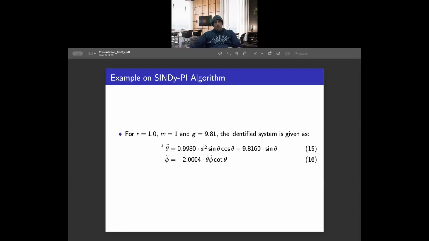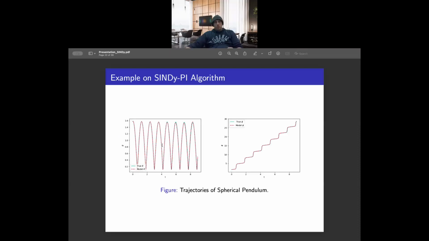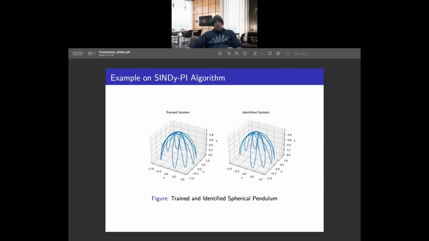And what you can see is that these are the trajectories which were captured by this algorithm, and you can see these are almost the same. And the same is true for these other systems: this is the motion that was captured by the algorithm, and again, these are almost the same.